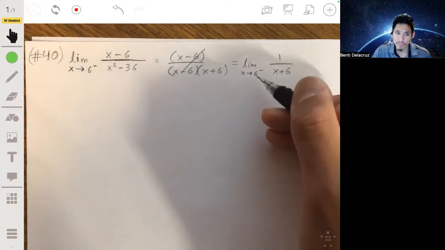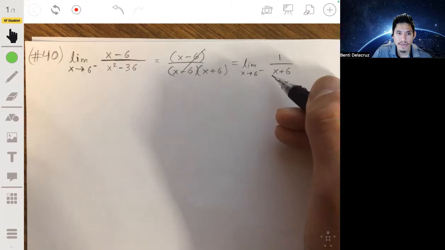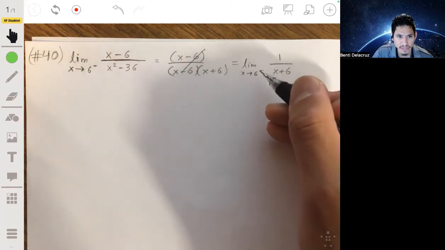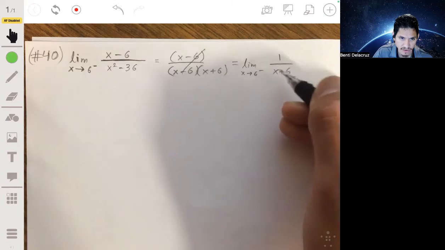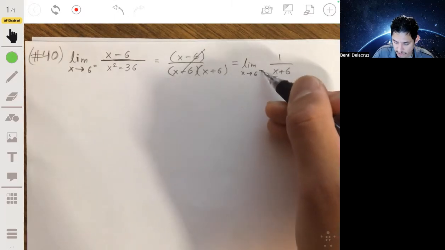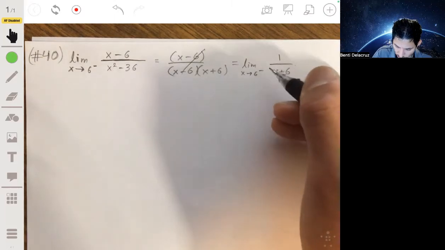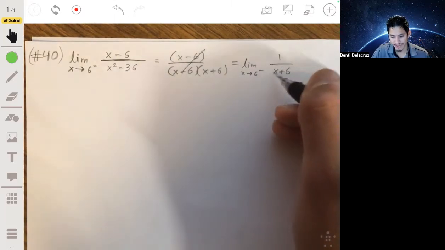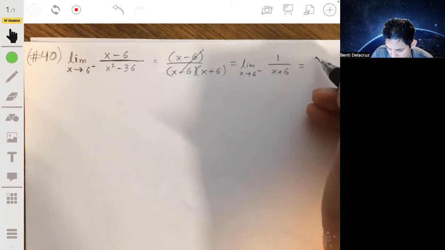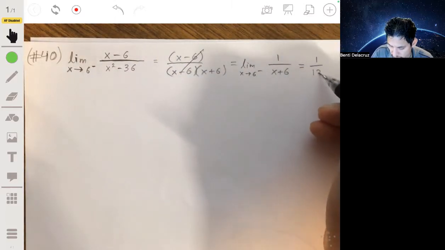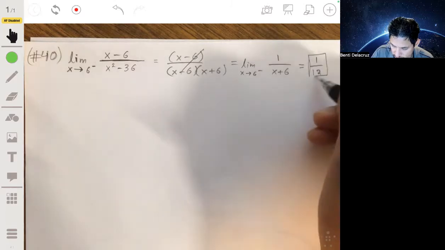Now, if you can plug the number in, it doesn't really matter if it's asking for the negative side or the positive side, because it's defined now. So don't overthink these ones, because sometimes students hesitate, thinking, well, it can't be that easy. But if you can plug the 6 into x and don't get an undefined expression, you're good. So the answer is just 1 over 12.